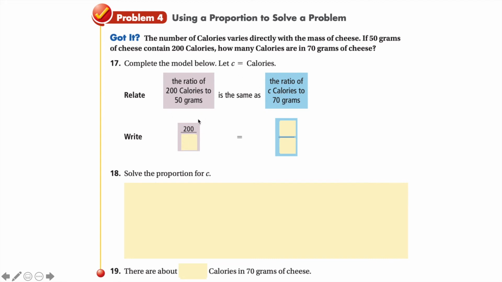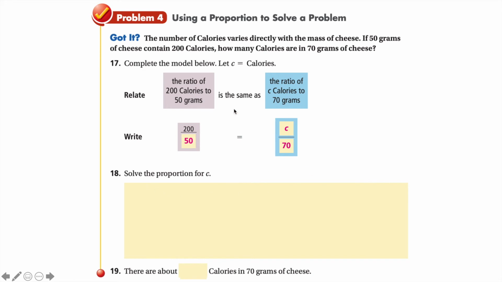So if we have the 200 calories to the 50 grams, it's going to become 200 divided by 50. And then we have the ratio of C calories to the 70, so the 200 is now going to be replaced with the C, because that's the number of calories, and that's going to be over the grams, which happens to be 50 in the first one, and it now becomes 70 in the next.